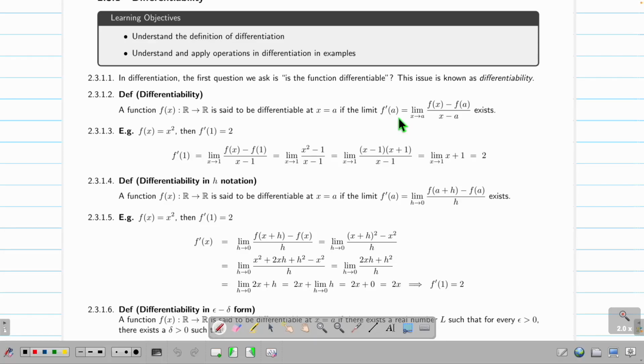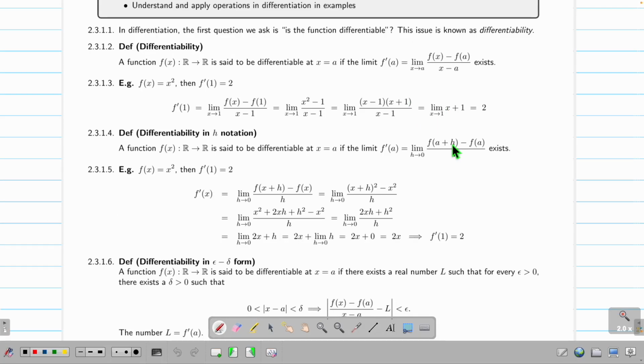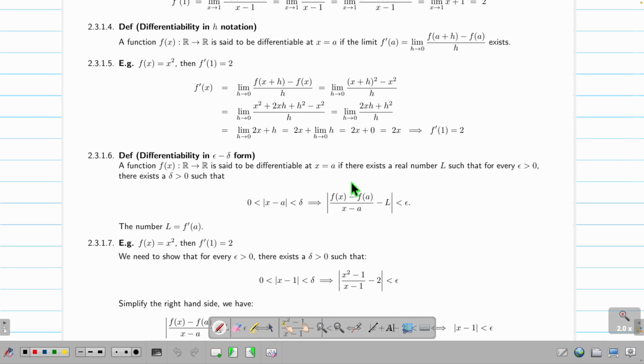What is differentiation? Differentiation is just a limit. This limit has 4 expressions. This is the first one. This is the second one. This is the third one. This is the fourth one.